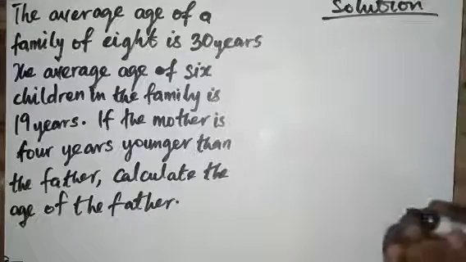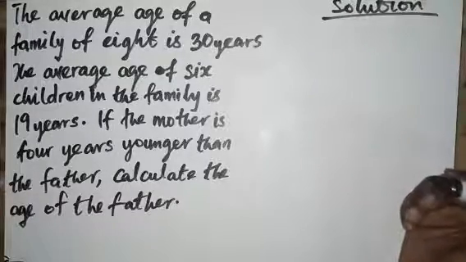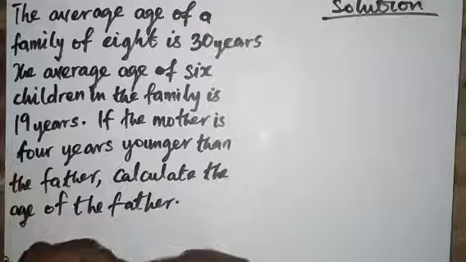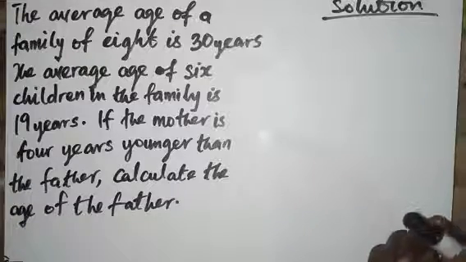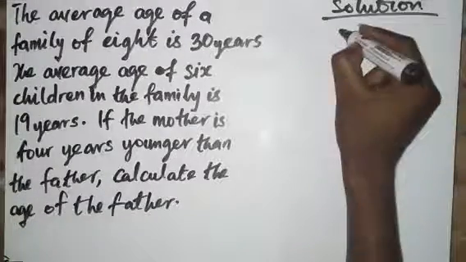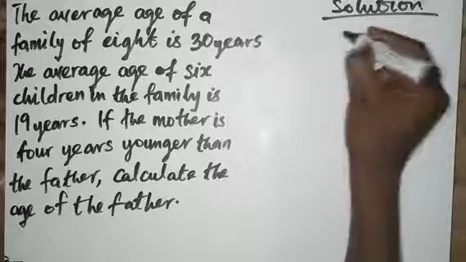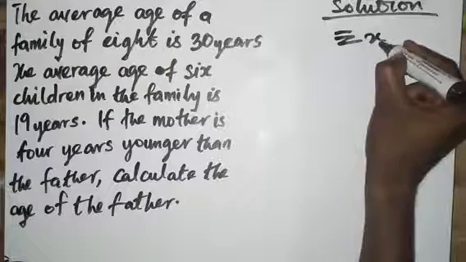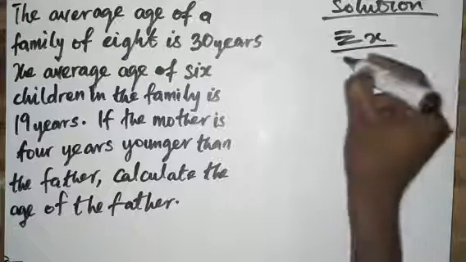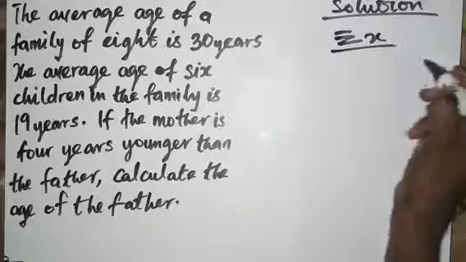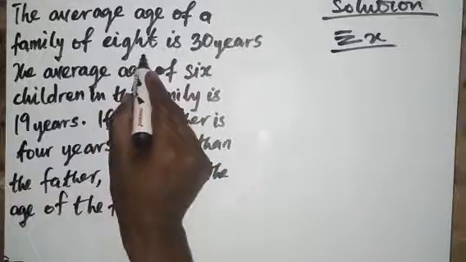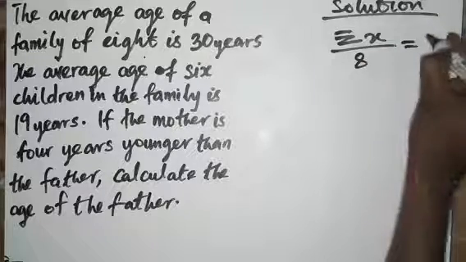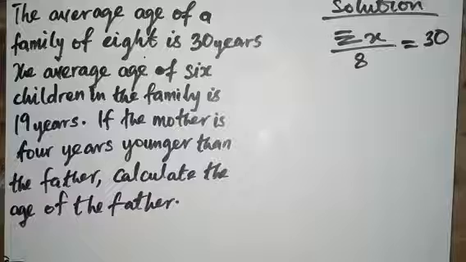When we talk of average, it is the total sum of ages over the total number of occurrences. We don't know the total sum of ages, so we let it be the sum of ages over the total number of occurrences. How many are occurring? 8. So the average, 30 years, is equal to the sum of ages over 8.